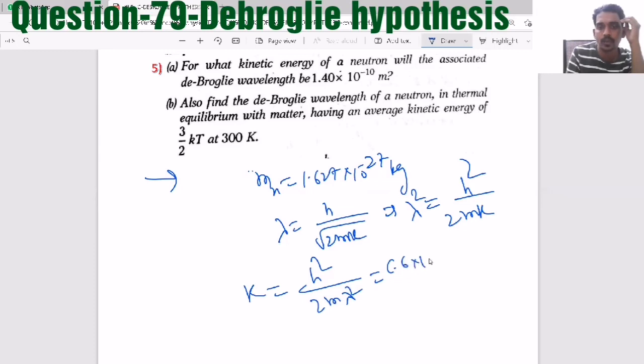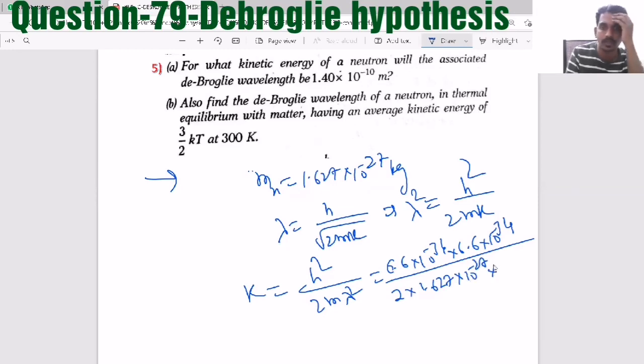Now h is 6.6 into 10 power minus 34, and the square is there. Divided by 2 into mass, 1.627 into 10 power minus 27. Lambda square is 1.4 into 1.4 into 10 power minus 20. Now you have to take the approximate calculation, then you will get the kinetic energy. This value you will get in terms of joules.